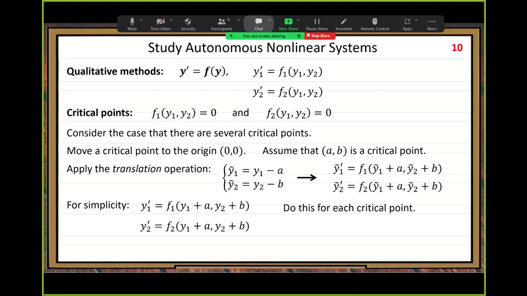But this F, F1, F2, they are not linear equations. How can you get an A? You cannot get an A, so it's not linear equations. So the next step, we do one approximation. We call it linearization. We do linearization of F1, F2. We want to use a linear function to approximate F1, F2.